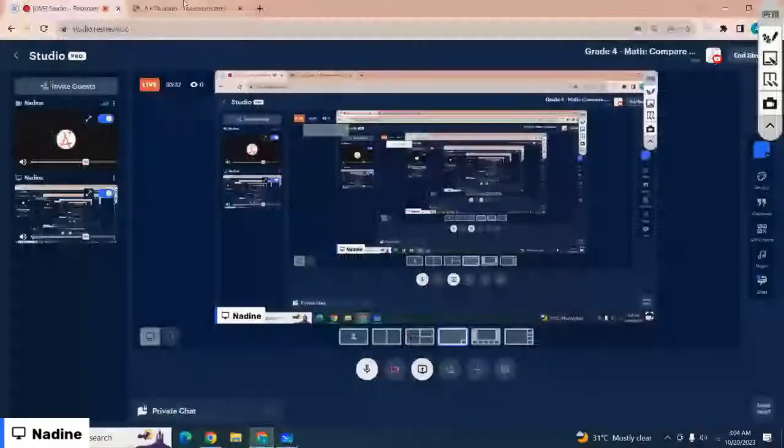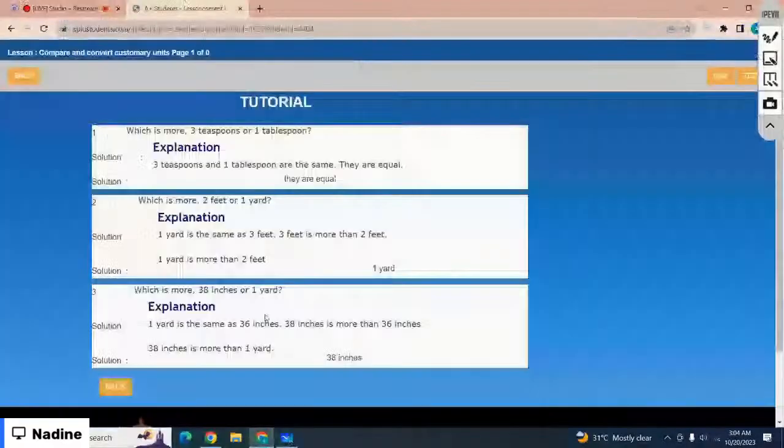Okay, so which is more, 3 teaspoons or 1 tablespoon? Which is the correct option? They both are exactly equal, right? Because in 1 tablespoon you have 3 teaspoons. Okay, which is more, 2 feet or 1 yard? So, 1 yard equals 3 feet, right?